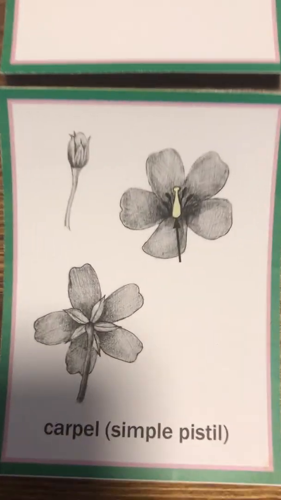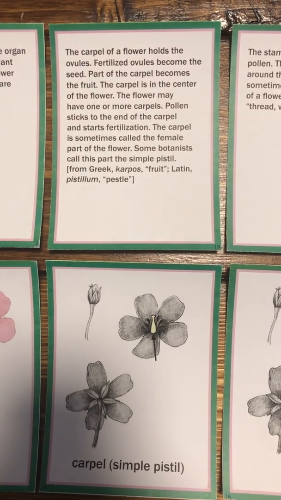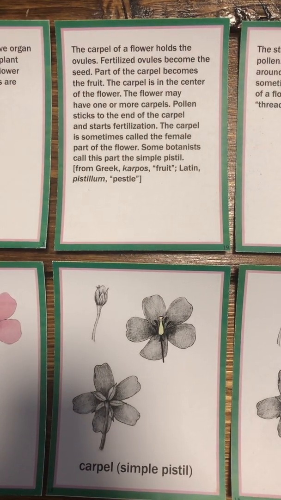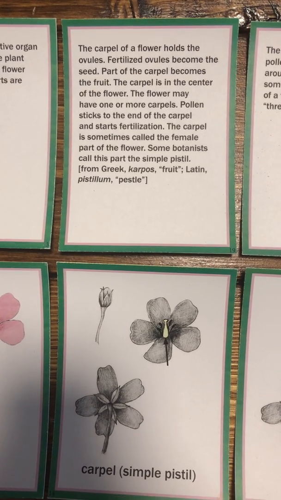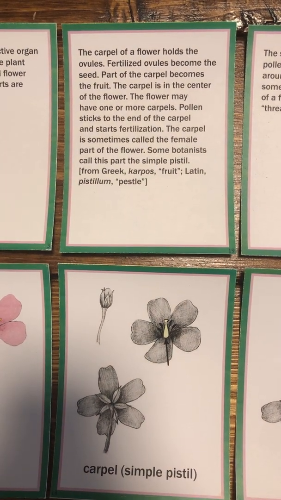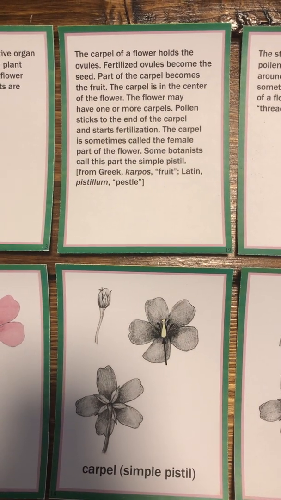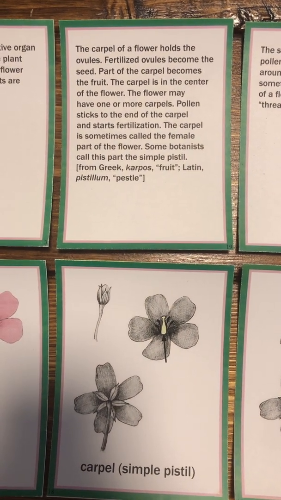Next is the carpel. The carpel of the flower holds the ovules. Fertilized ovules become the seed. Part of the carpel becomes the fruit. The carpel is in the center of the flower. The flower may have more than one carpel.